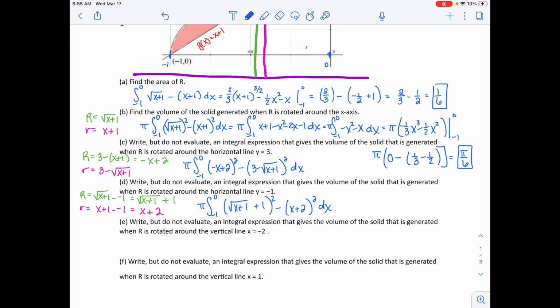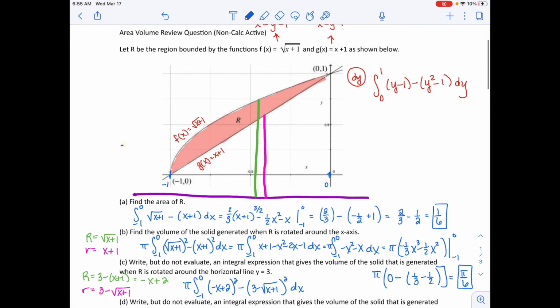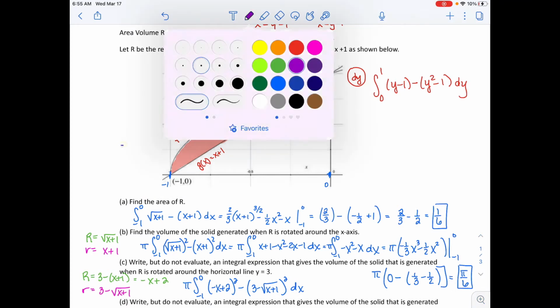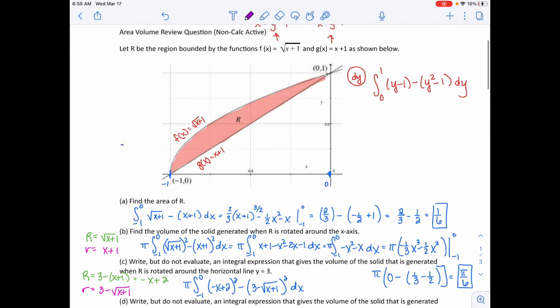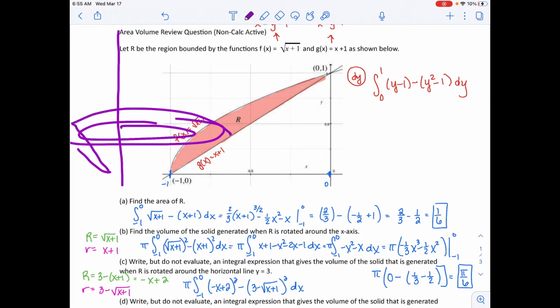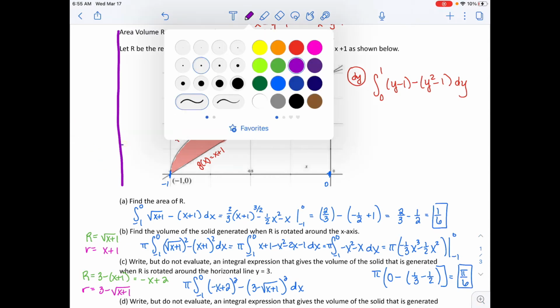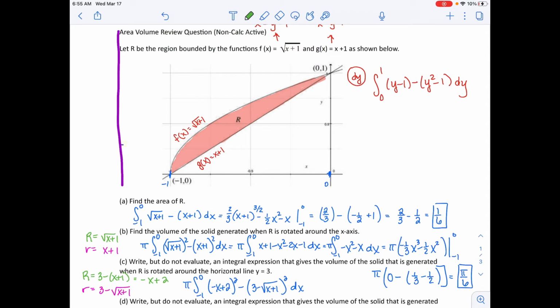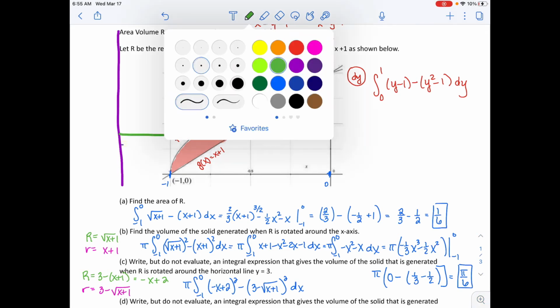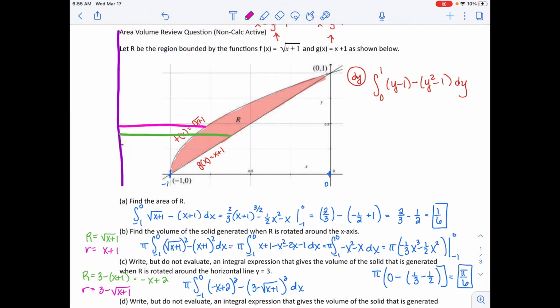Okay, part E, we are now rotating around a vertical line. So that's going to change this into dy. So we're going to rotate around the vertical line of x equals -2. That's over here. That means it's going to look like this over here, and this big rotating it around. But again, that makes a mess. So we are just going to draw our big radius is from the line to the outside of our region, and the little radius from the line to the inside of our region.